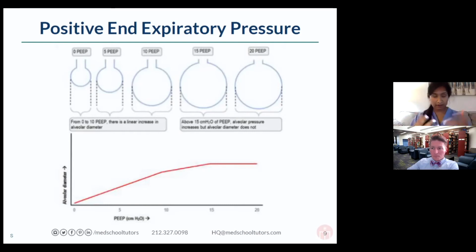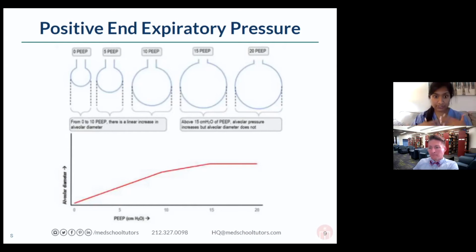So all of the air, or most of the air, has left your lungs, and so there's not as much to prop it open. It's important to provide some level of end expiratory pressure, so some pressure from the mechanical ventilator, to allow the alveoli to still remain popped open. And so that's what we're talking about when we're talking about PEEP.